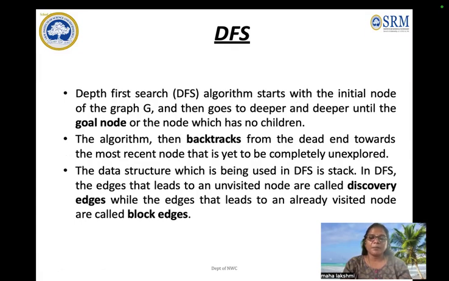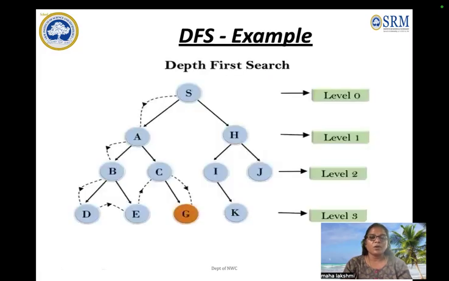The algorithm then backtracks from the dead end towards the most recent node that is yet to be completely explored. The data structure being used in depth first search is a stack. In depth first search, the edges that lead to an unvisited node are called discovery edges, while the edges that lead to an already visited node are called block edges.